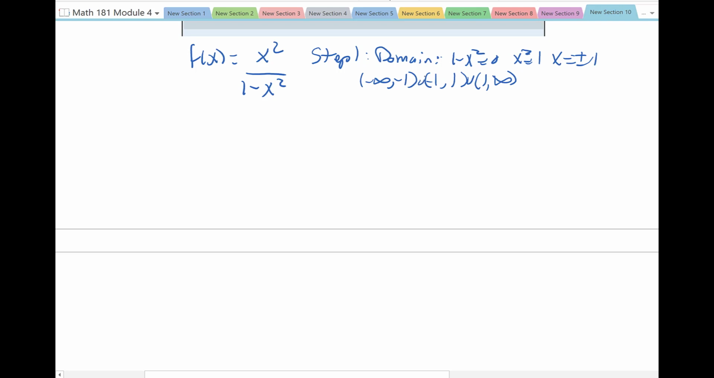Okay. Next step is the intercepts. So the x-intercept occurs when y is 0. So we take that numerator, set it equal to 0. That's where x equals 0. But the y-intercept also occurs when x is 0. If you put 0 in place of the x in x squared, you get 0. So there's only one intercept at (0, 0).